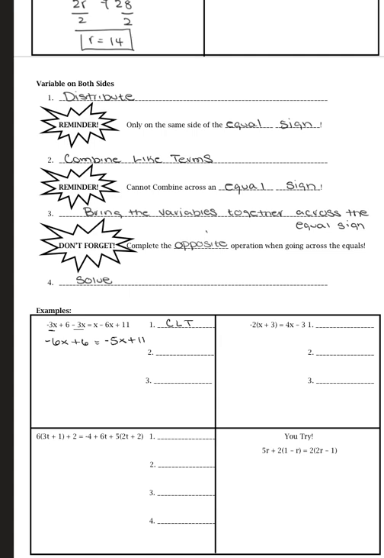All right. Now that I've combined like terms, now I'm going to combine across. And that means move my variable to one side of my equation.